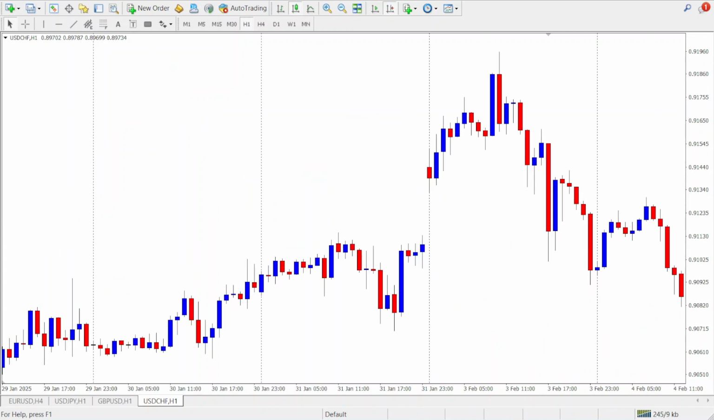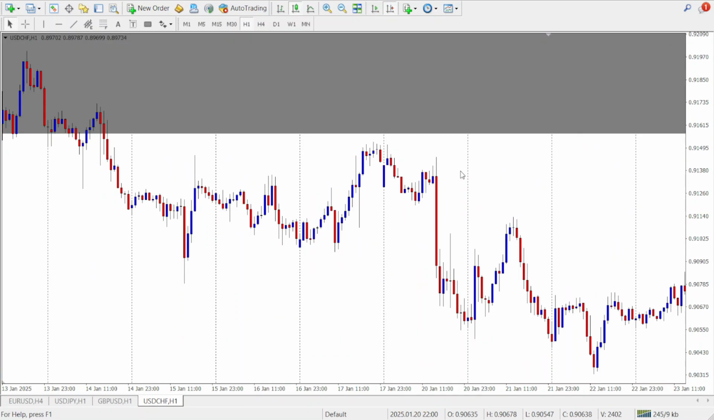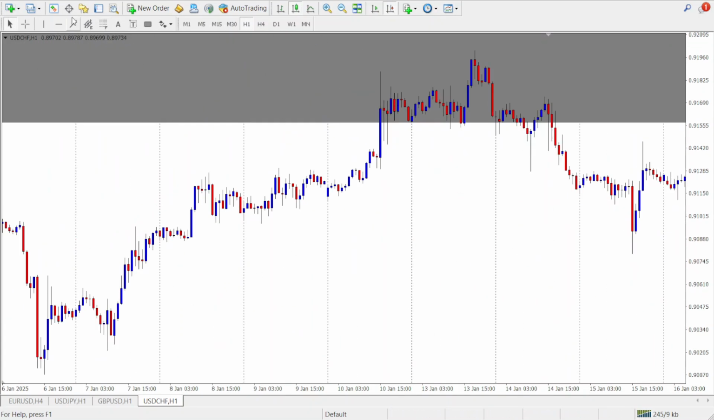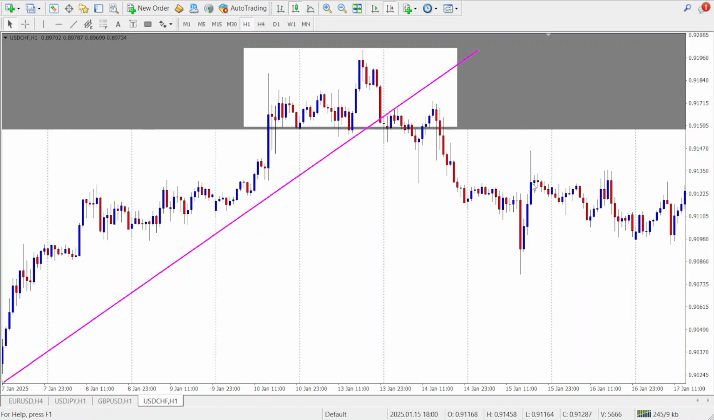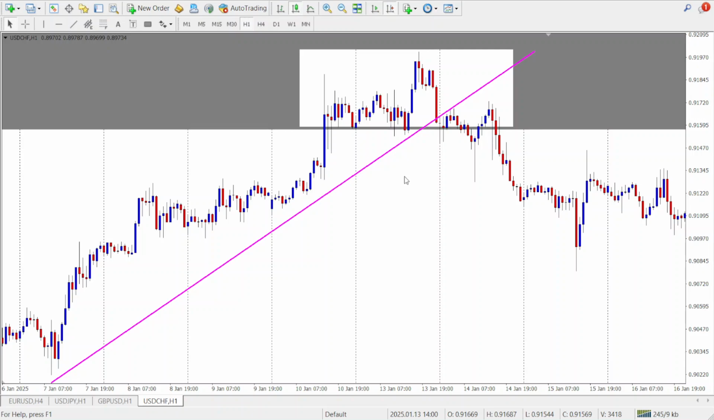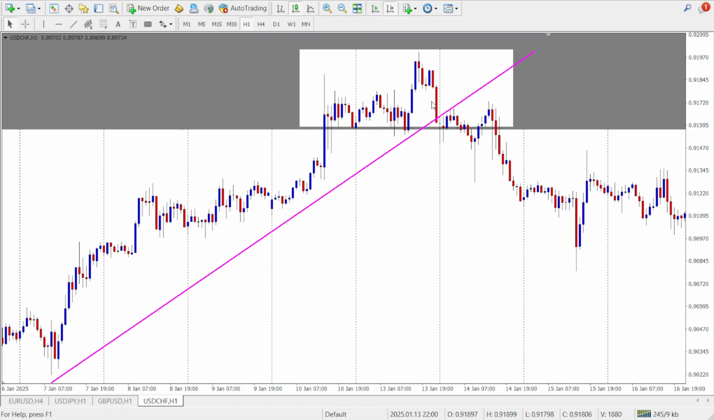So here's how you identify a demand zone. Just look for a sharp move to the upside, followed by a small consolidation, right? Then another strong move.